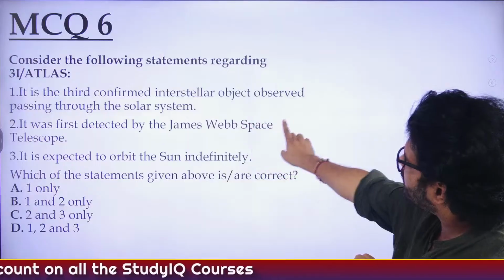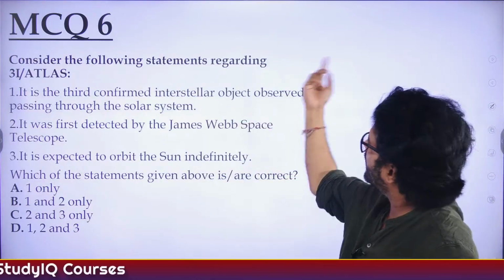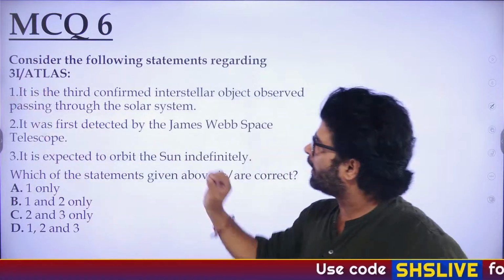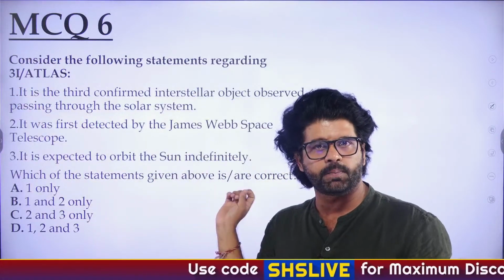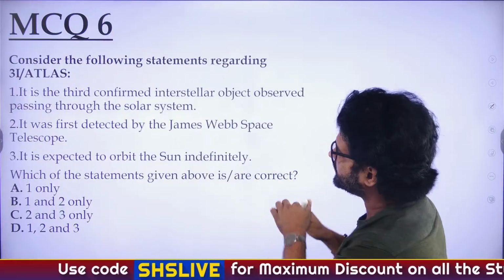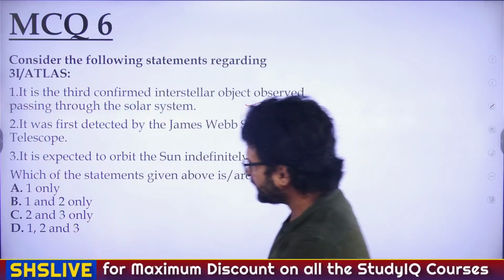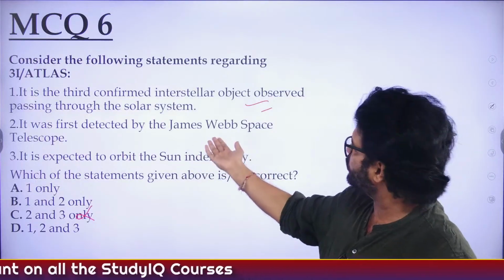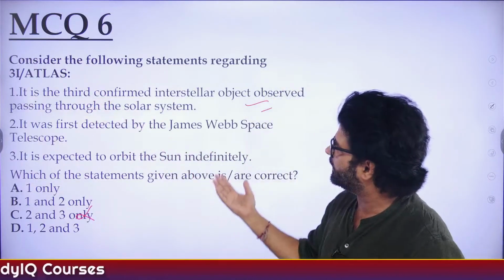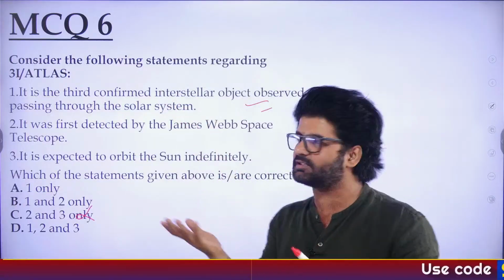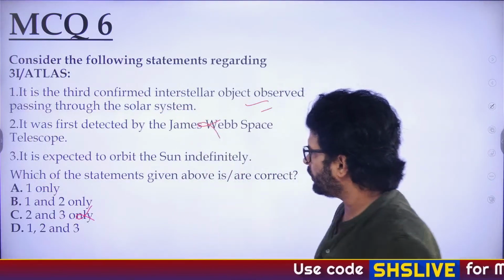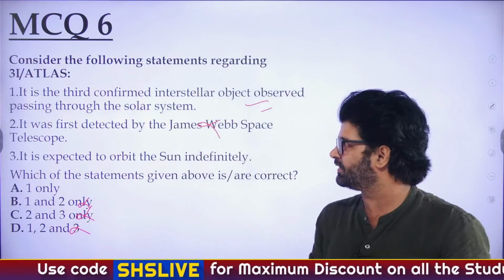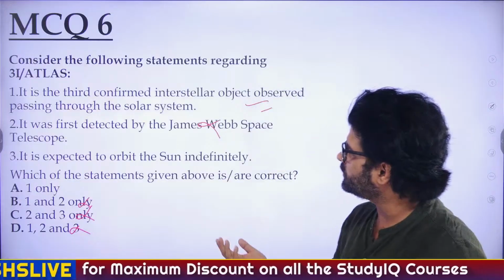Okay, so it is the third confirmed interstellar object which has come from outside the solar system, and that's why it is known as 3I. It was detected by the Atlas telescope in Chile, and that's why 3I Atlas. So the first is correct. Oh my god. If the first is correct, eliminate C. It was not detected by James Webb, bro. Otherwise, it would have been named 3I James Webb. It is 3I Atlas, detected by the Atlas telescope, not James Webb. So the second is wrong. If the second is wrong, then C is out. Oh my god, as Rishi would say. Rishi has given me this habit of saying, oh my god. So the answer is A, one only.